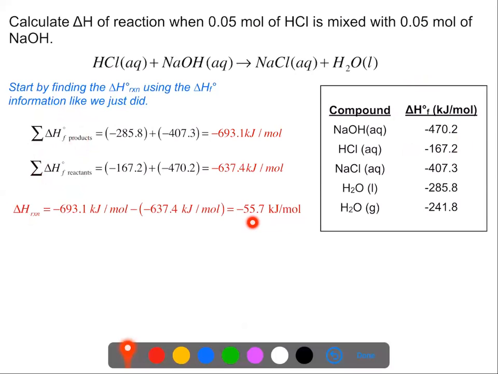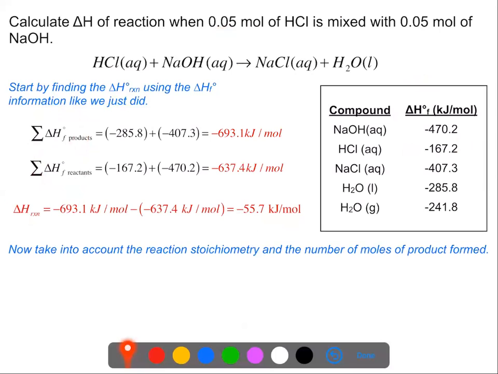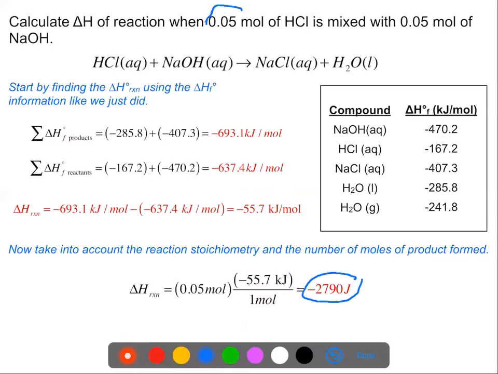So this is the heat change, the heat released, because it's negative, per mole. But since we're dealing with only 0.05 moles, we're going to take that into account by taking our 0.05 moles of reaction and multiplying it by our conversion factor, negative 55.7 kilojoules per mole, and we get negative 2790 joules. So this is the amount of heat that's released if 0.05 moles of HCl were to react.